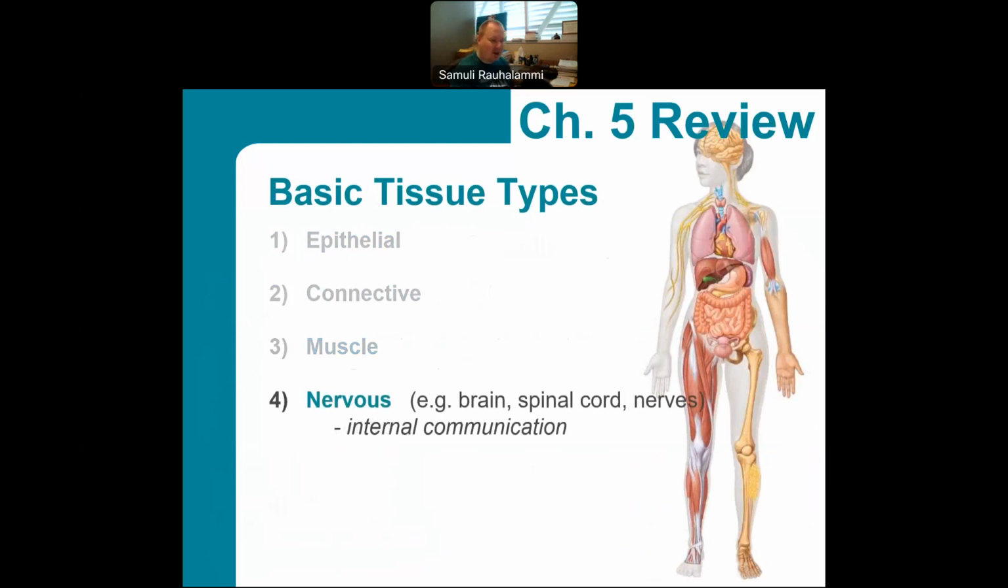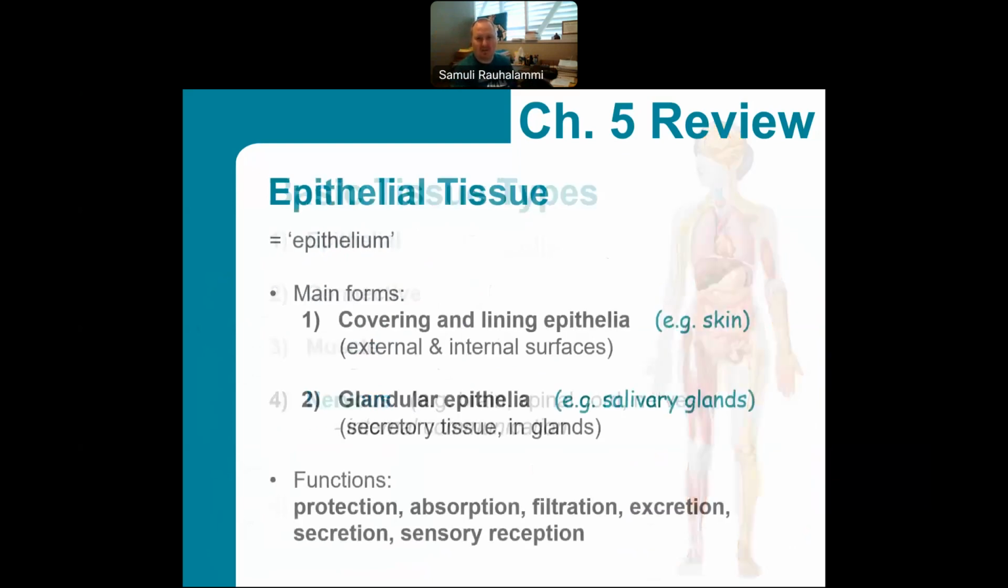And finally, our nervous tissue. I wanted to mention that as an example of a tissue type that's responsible for internal communication within our body. This could include our brain, our spinal cord, our nerves. We have information being collected from different parts of the body, or even external to the body, carried to the central nervous system, where it's processed and then commands are passed out from the central nervous system to other parts of the body to perform activities. So that's our nervous system.